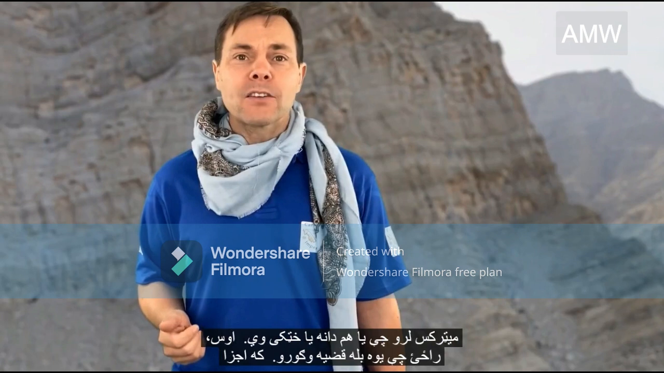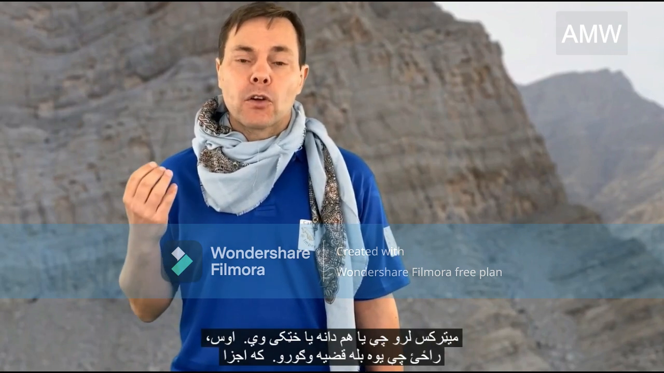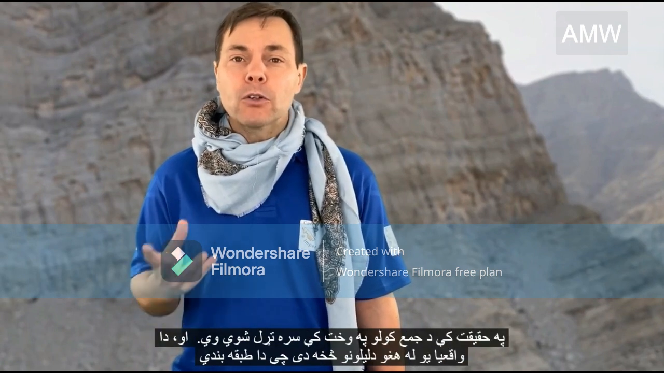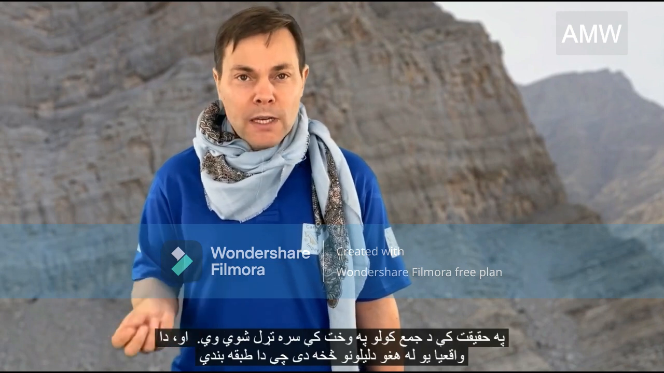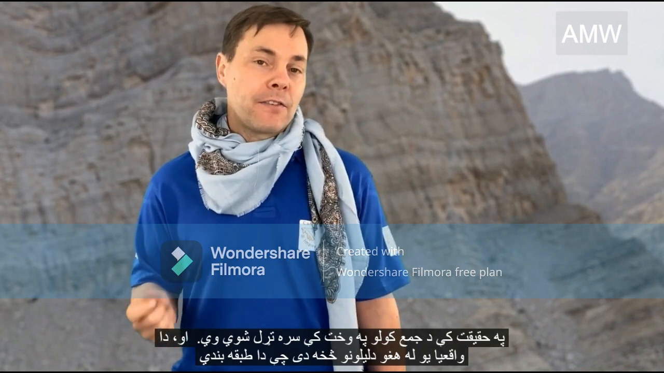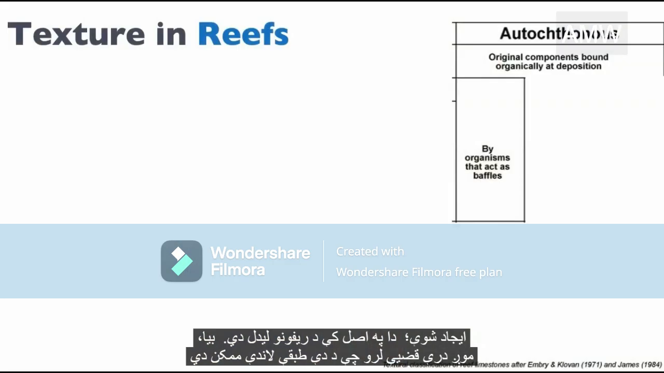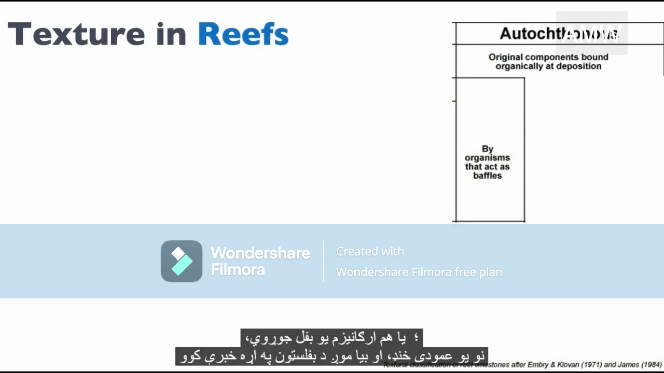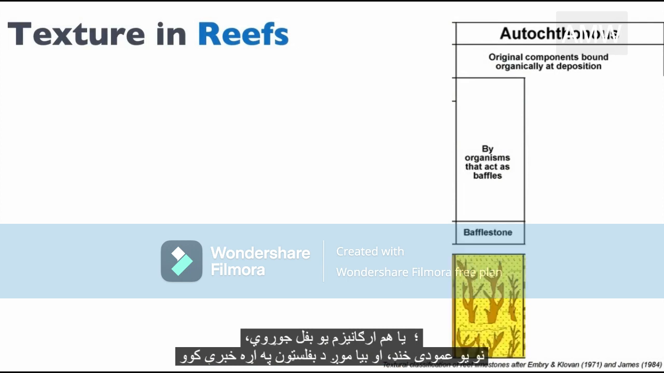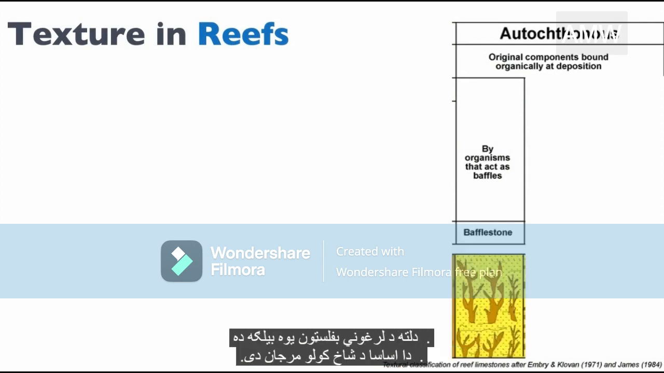Now let's look at another case. If the components are actually bound together at deposition, and this is really one of the reasons this classification was invented, to basically look at reefs, then we have 3 cases that are possible under this classification. Either the organisms form a baffle, so a vertical barrier, and then we talk about bafflestones.